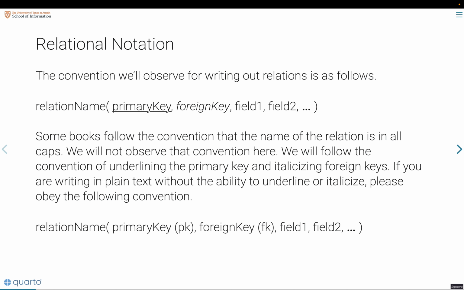Now, some books follow the convention that the name of the relation is in all caps. We won't observe that convention. We'll just observe the underlining and italicizing conventions, which are common. And if you're in plain text without the ability to underline or italicize, there are a couple of other conventions that are used. One is to write PK after the primary key and FK after the foreign key.